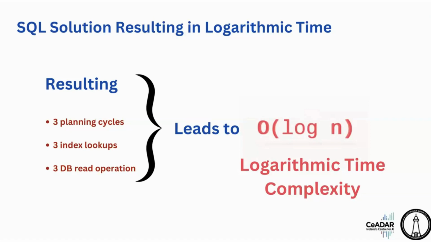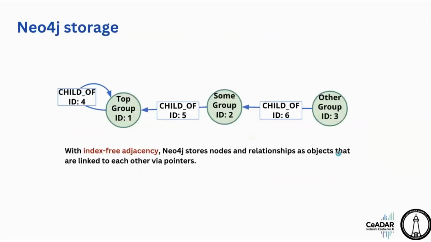So how can we overcome the same problem with Neo4j? Let's take the table. We have different groups: the top group, the other group, and some other group. The top group is connected to a child of 6, some group is connected to a child of 5, and top group 1 is connected to a child group of 4. Basically, Neo4j uses index-free adjacency, which stores the nodes and relationships as objects that are linked via pointers.